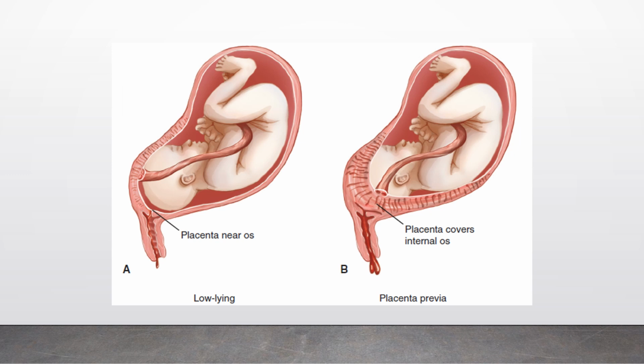cervical os. When a baby has a placenta previa, the mom can't deliver vaginally. There's no way for this baby to come out. So moms that know they have a placenta previa need to have a C-section for delivery. And that might be a question on an exam.